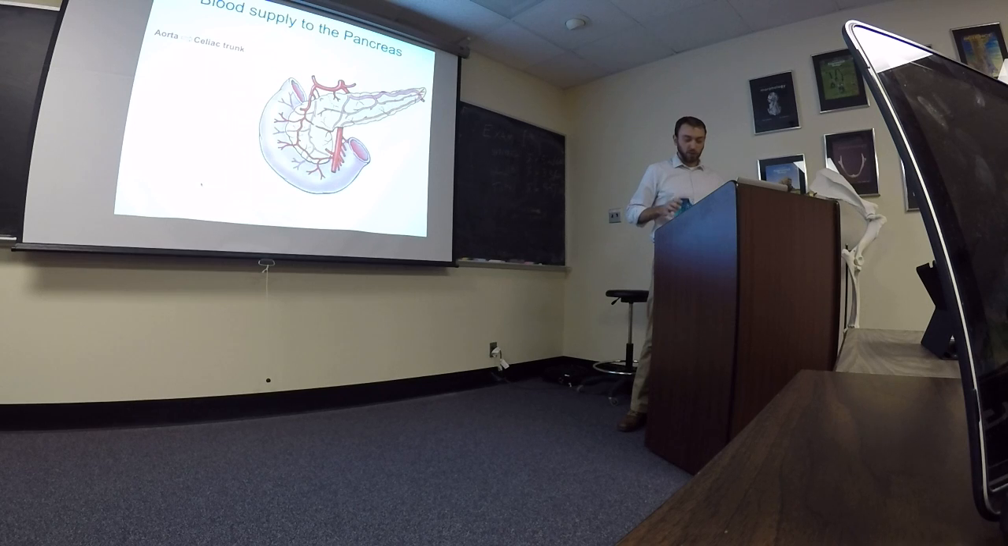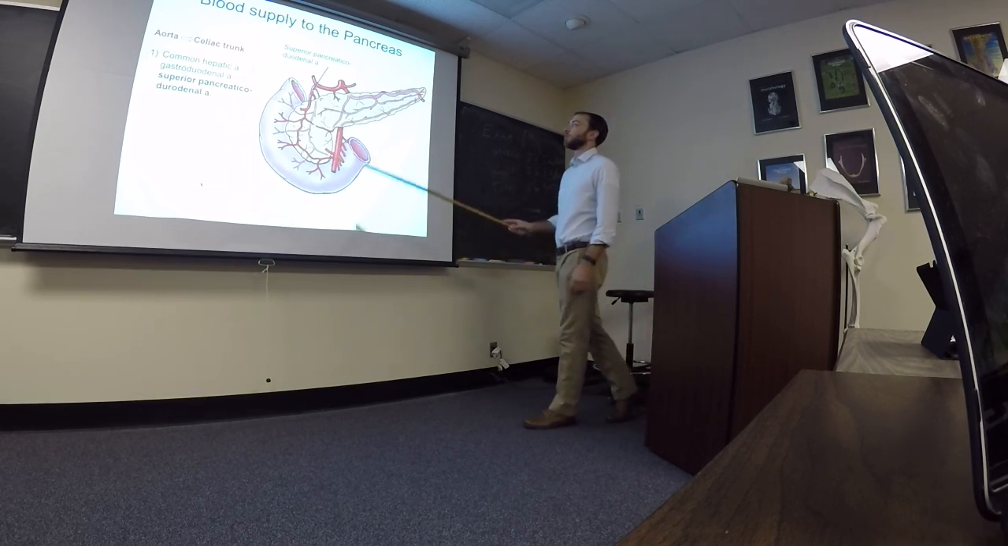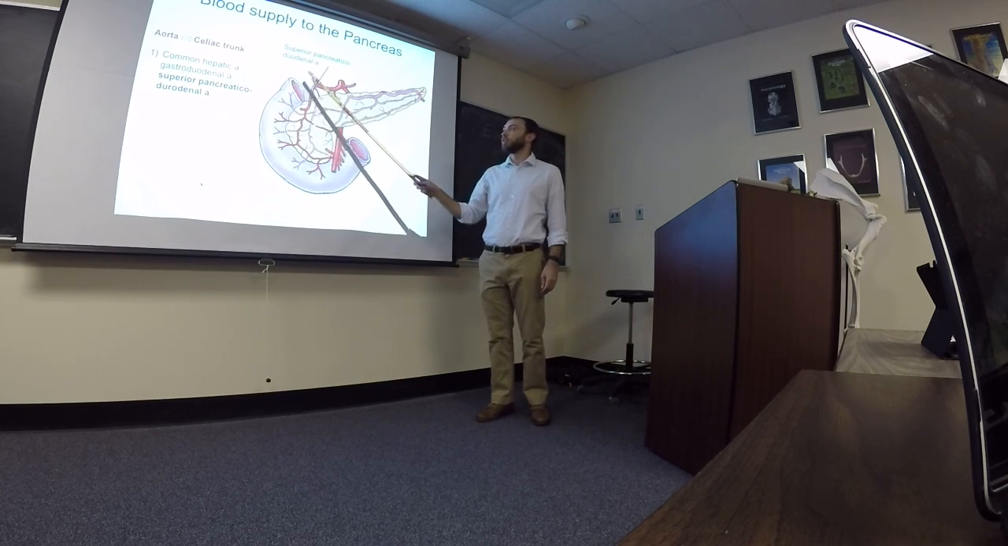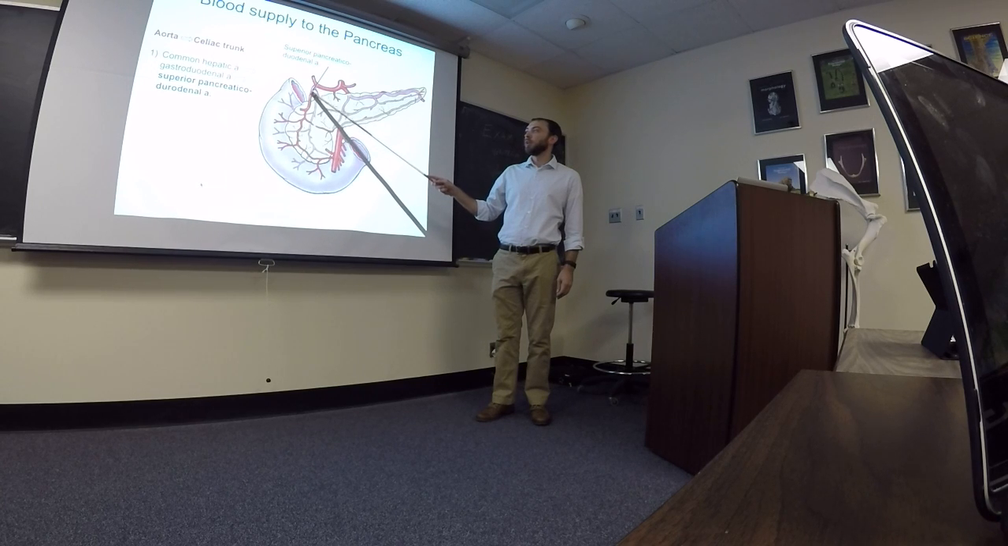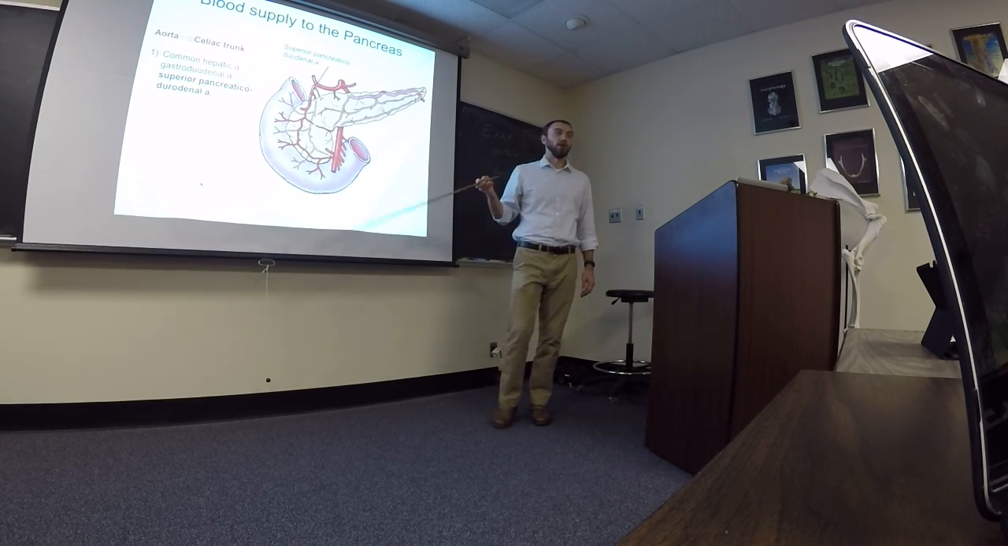All right, another practice pathway. So the pancreas, as I said, is going to get blood from both the celiac trunk and the superior mesenteric artery. So we went over one of the ways that we can get blood there before. So blood goes through the celiac trunk, into the common hepatic artery, into the gastroduodenal, and then into our superior pancreaticoduodenal.